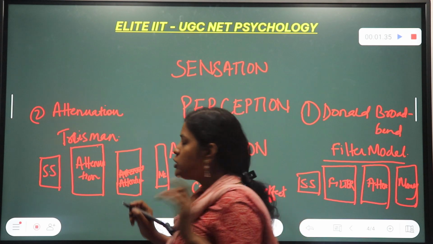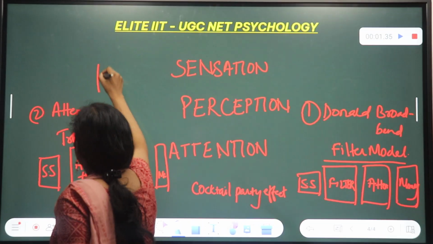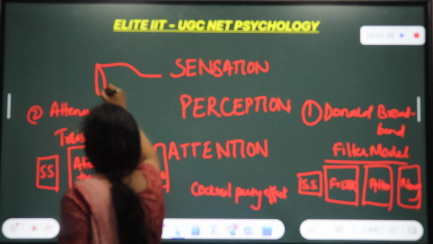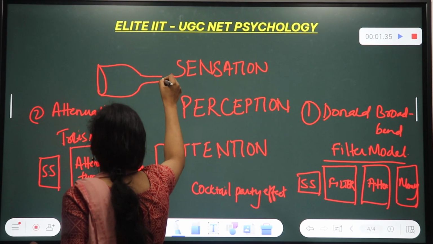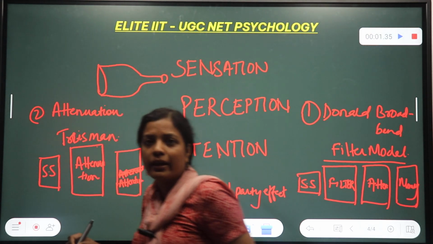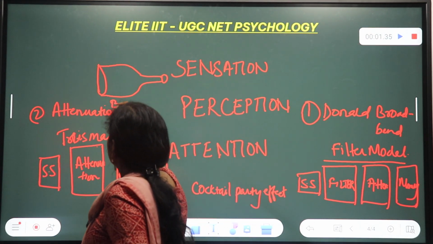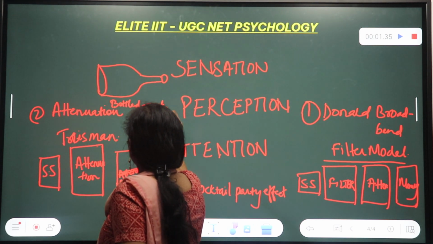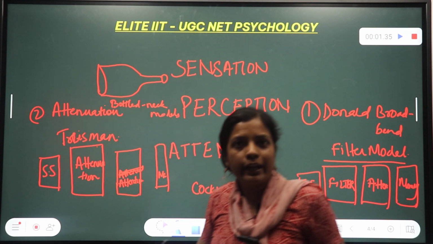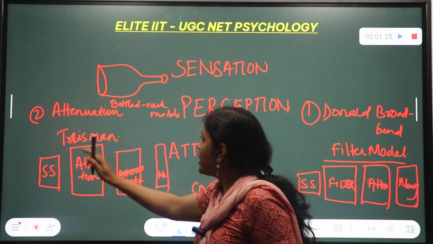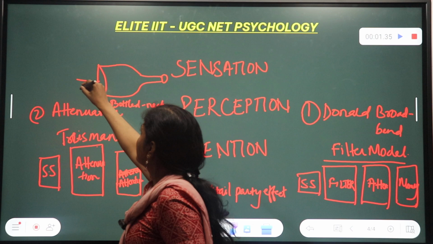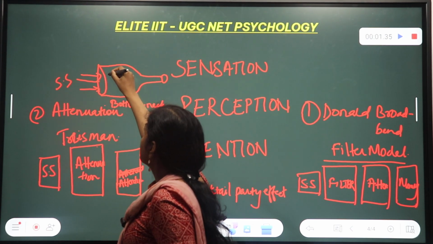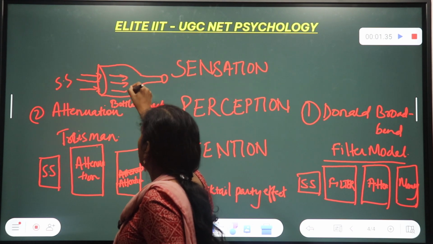These two models are also called bottleneck models, because these models are something like bottle-shaped things. They are called bottleneck models because there is a lot of stimulus that comes from this side. A lot of stimulus is there. They have got a lot of space here, they get attended.